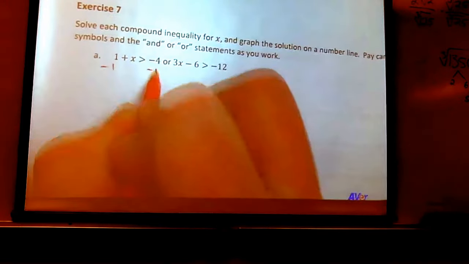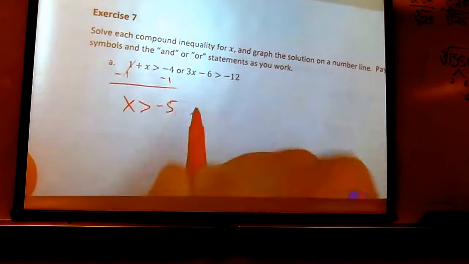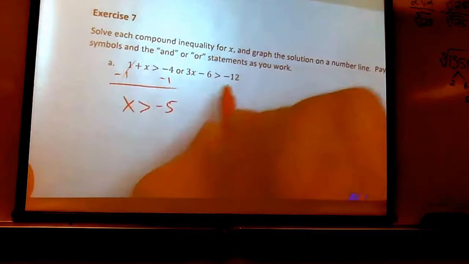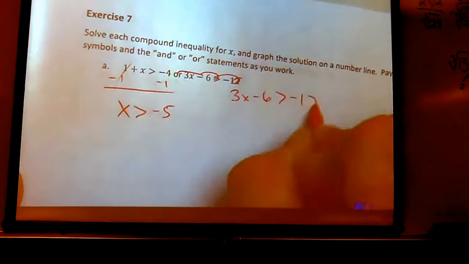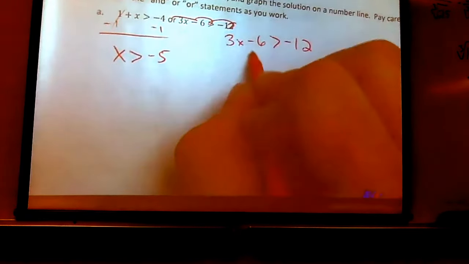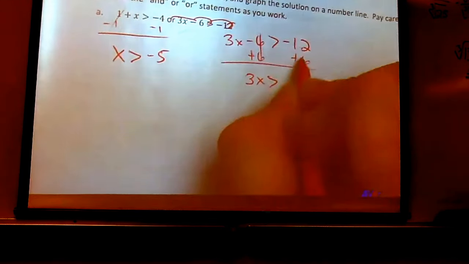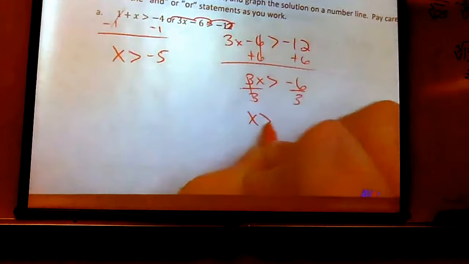Minus 1 on both sides. So you get x is greater than -5. And then this one, plus 6. I'm just gonna write it over here a little further so I have more room. Add 6, add 6. So you get 3x is greater than -6. And then divide by 3, divide by 3. x is greater than -2.